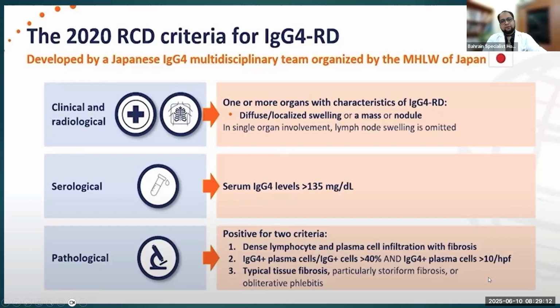Dense lymphoplasmacytic infiltrate with fibrosis, IgG4 plasma cell to IgG cell ratio more than 40% on immunohistochemistry, and IgG4 plasma cells more than 10 per high power field. And the third criterion postulated is typical fibrosis, that is storiform fibrosis or obliterative phlebitis. So if any 2 of the findings are there, then it should be considered as pathologically significant criteria.